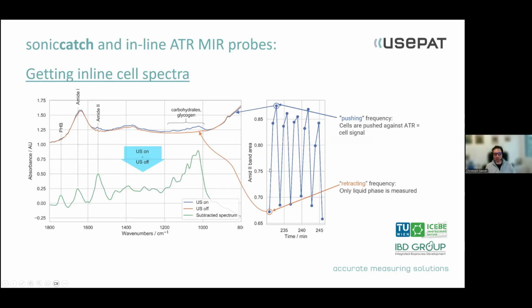So what happens if we iteratively push the cells into the evanescent field, measure them, and keep them away? You can see, for example, the amide 2 band just fluctuate. If you push them in, the intensity gets higher. If you push them out, it gets lower. Now, if you make a little trick and just subtract the spectra where we push the cells in from the last spectra where we measured only liquid, we can get a pure spectrum, or more or less pure spectrum, of the cells themselves. So we can see this distinct band of the PHP. We can see the amide 1 and 2 bands, and we can see the carbohydrates in the fingerprint region.